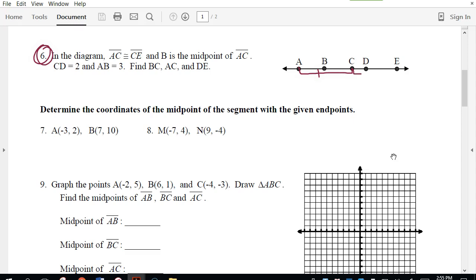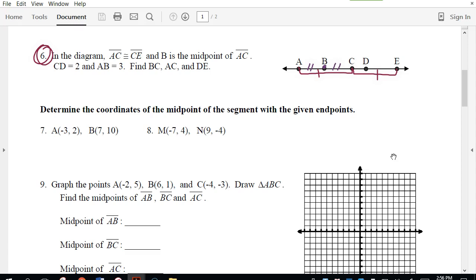Find CE, put a tick mark. So those segments are congruent. How do we show they're congruent? We add that symbol called a tick mark. B is the midpoint of AC. Well, if B is the midpoint, then AB must match BC. So we've got some more tick marks going on.